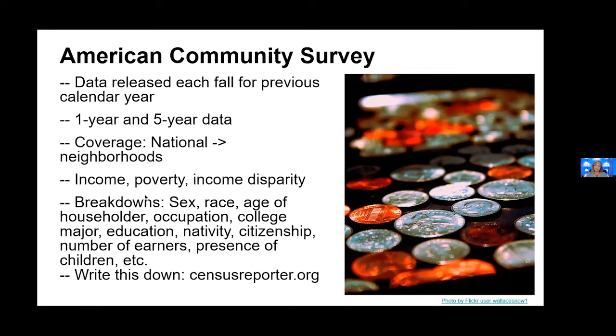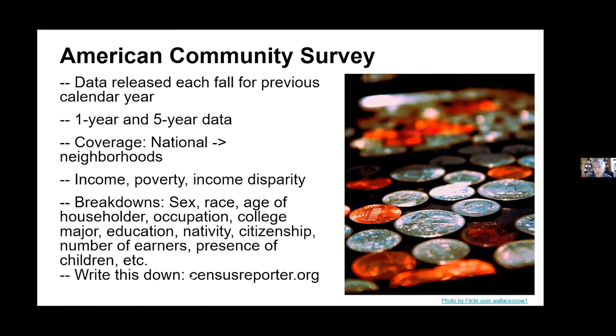Three basic kinds of income categories: income, poverty, and income disparity are in the American Community Survey. If you've ever taken it, you know it's 40 pages and includes lots of demographic details. And this is what's really important about the American Community Survey. These other surveys either are national, they are not frequent, or they don't have the demographic details so that you can look at income by nativity or sex or occupation. And I want you to write this down.